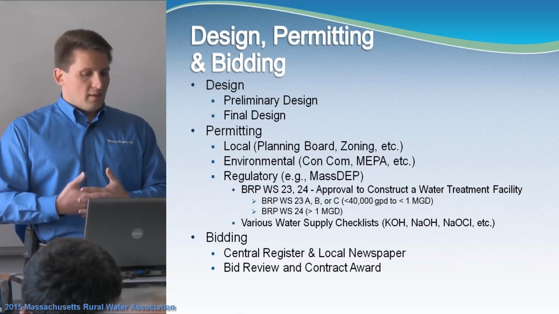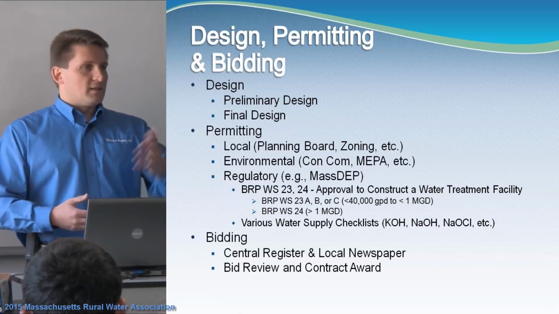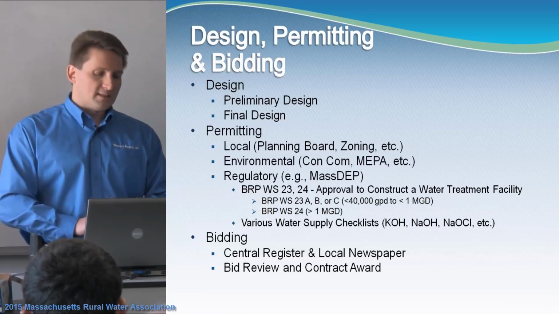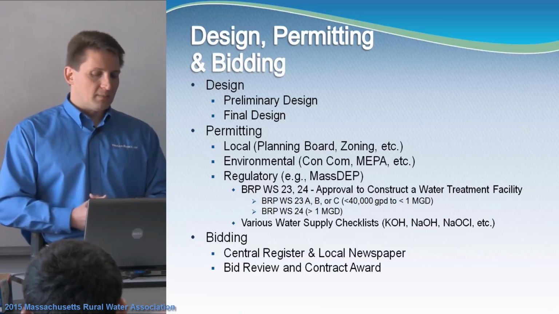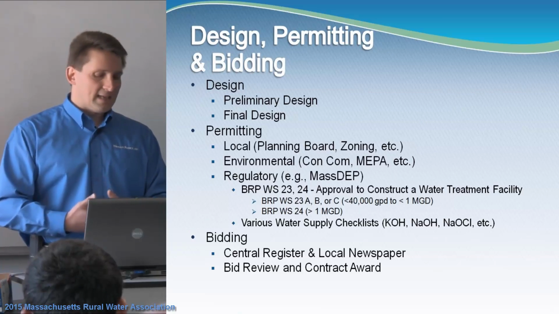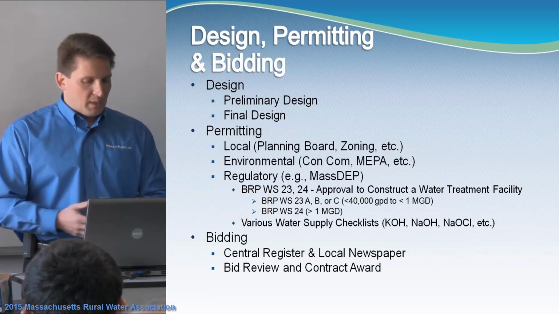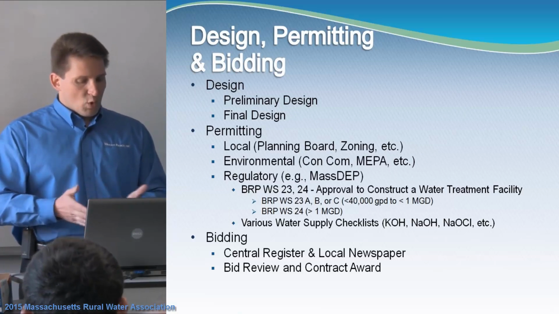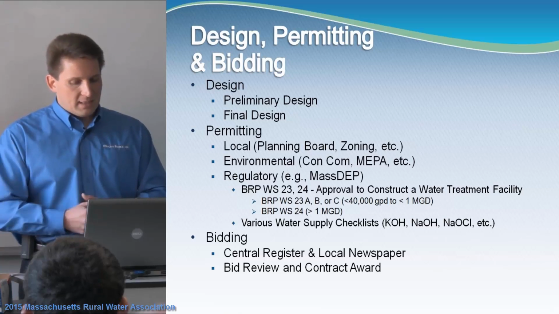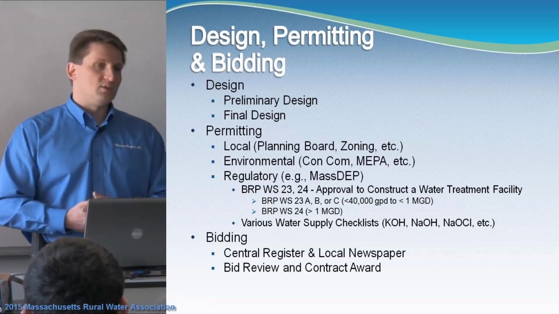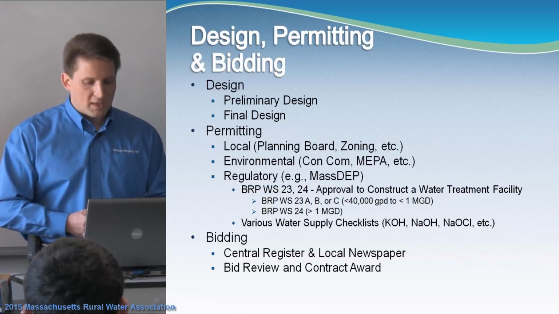As well as on the other regulatory side, specifically the MassDEP, where they have a variety of design approvals that need to be submitted based on whether you're constructing a facility and what size that is. I listed BRP WS 23 and 24. 23 is broken down into 23A, B, and C, and that's ultimately if you have a facility which is less than 40,000 gallons per day all the way to just under 1 million, and 24 is if you're 1 million or over.